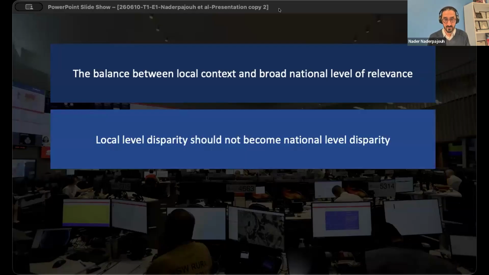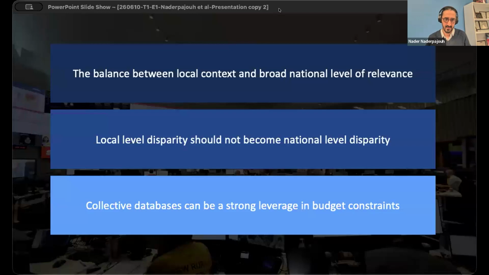One thing is that local level disparity should not become national level disparity. Let's go back to the first assumption that we had at the start of the presentation. The main challenge was that we had these local data that are inconsistent. They don't talk to each other across different jurisdictions. So now we are creating a national level to address that. We should not come up with multiple national levels. So we need to make sure that there is a collective approach at the national level, and all the national level databases talk to each other, and there is consistency at the national level.